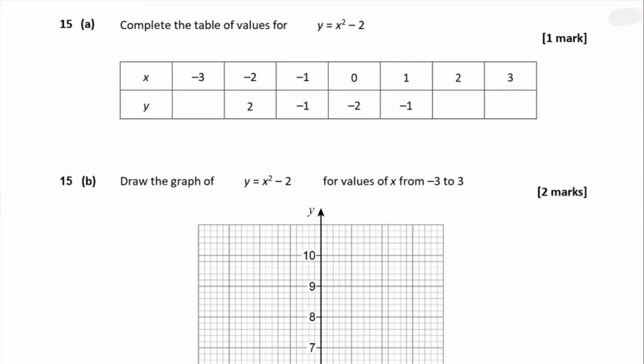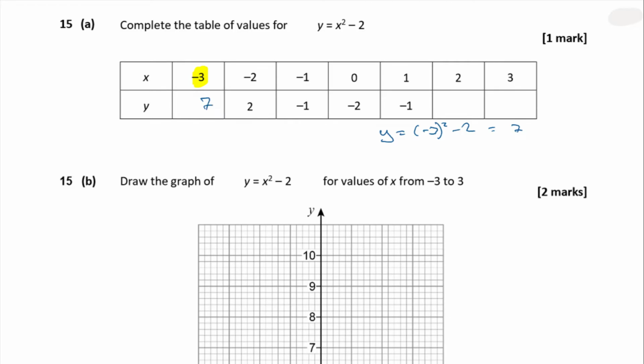Question 15a, complete the table of values for y equals x squared minus 2. Okay, if you don't have a Casio calculator, you can just work these out one after the other. You take each value of x and sub it into the equation. So y equals the first value, minus 3, all squared, minus 2. Minus 3 squared is 9, take away 2 is 7, so I know that 7 goes there.